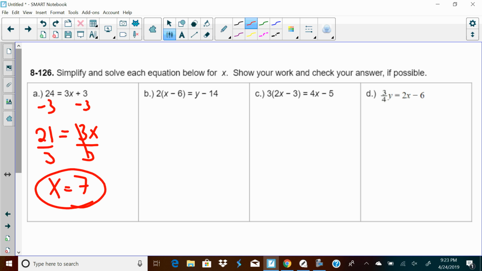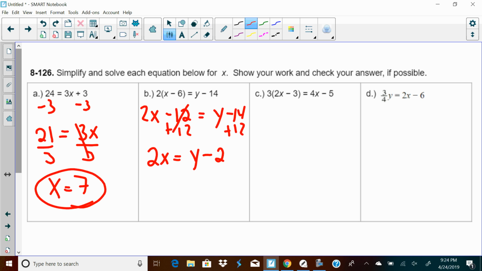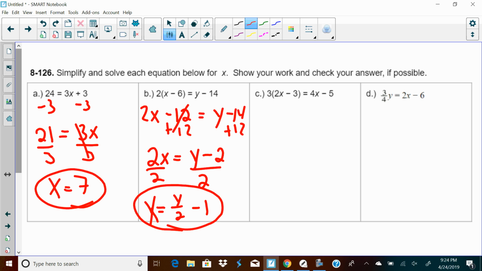I distributed it, 2x minus 12 equals y minus 14. So first I'm going to add 12 to both sides. So I end up with 2x equals y minus 2, and then divide both sides by 2. So x equals y over 2 minus 1, or 1/2 y.